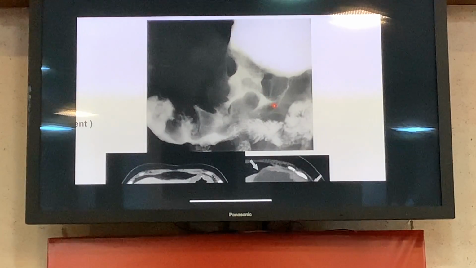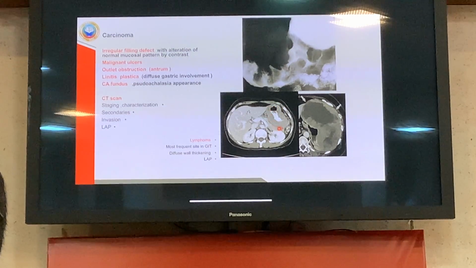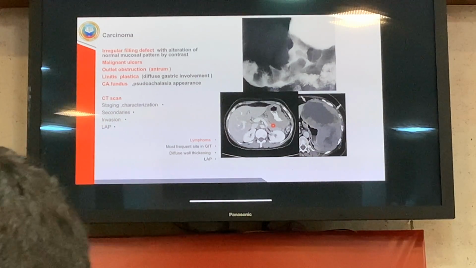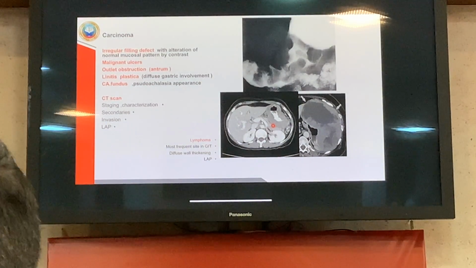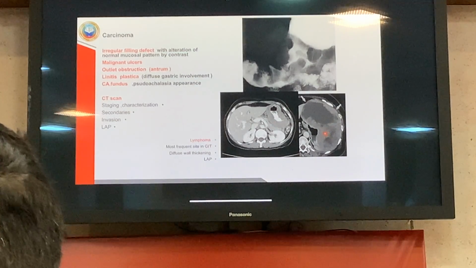Filling defect, all of these multiple irregular shape filling. What about this lesion? Just diffuse circumferential wall thickening. Always circumferential diffuse wall thickening and uniform goes with lymphoma. You know, one of the commonest types of lymphoma in the GIT is in the stomach. Diffuse wall thickening. What about this irregular thickening?